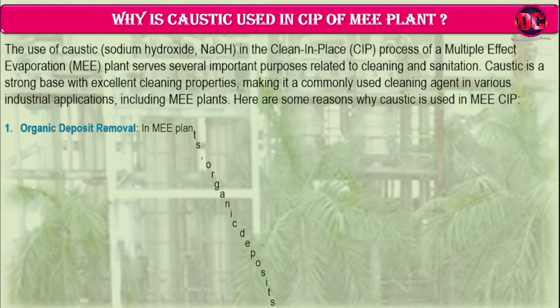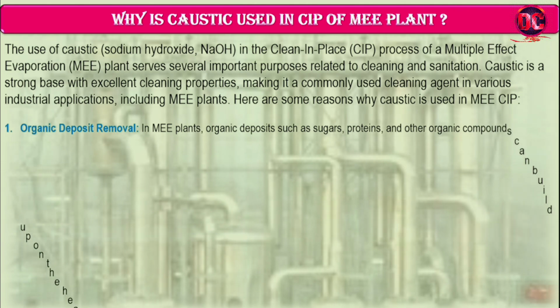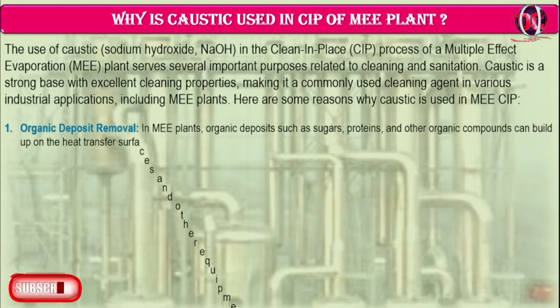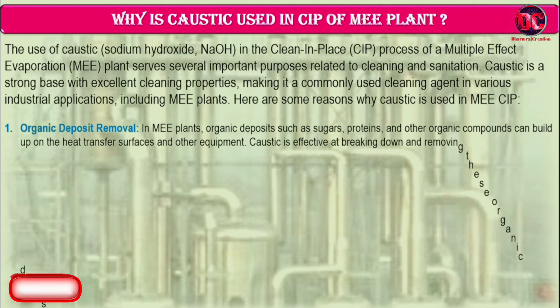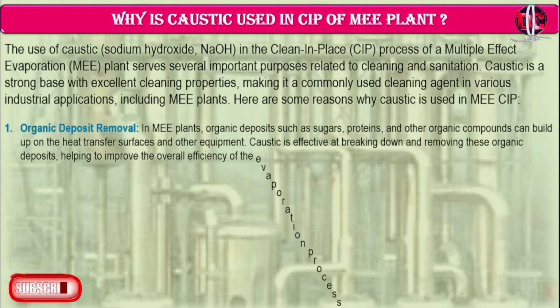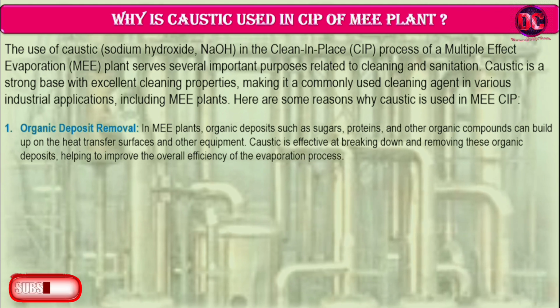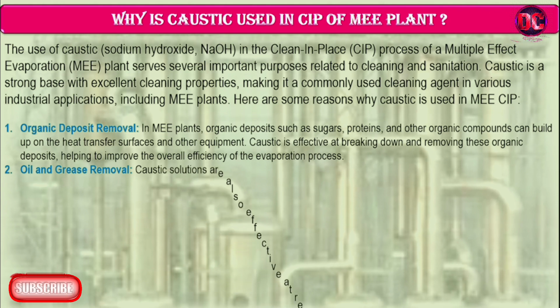1. Organic deposit removal. In MEE plants, organic deposits such as sugars, proteins, and other organic compounds can build up on the heat transfer surfaces and other equipment. Caustic is effective at breaking down and removing these organic deposits, helping to improve the overall efficiency of the evaporation process.